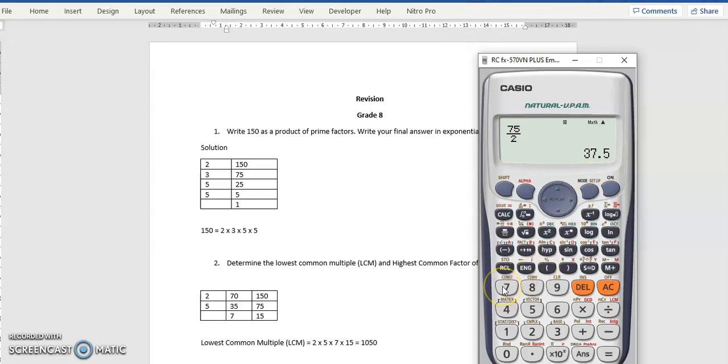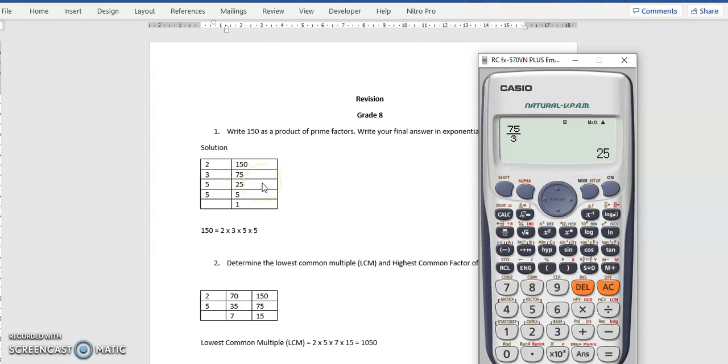Then you move on to the next number. What is that next number? 3. I like using this one. So 75 divided by 3, which is what? 25. So you write the 3 here and the 25 here. Is it fine? Okay. Now you have 25. What are you supposed to do? What number can divide 25 without a remainder?